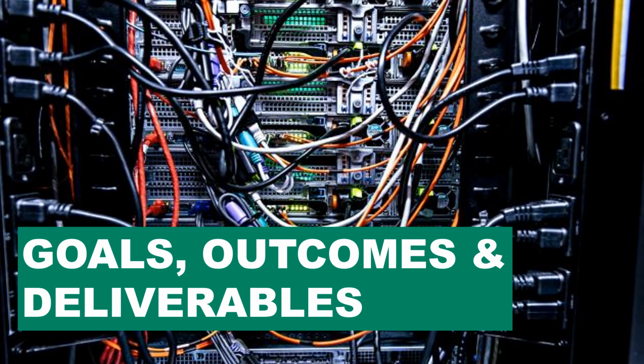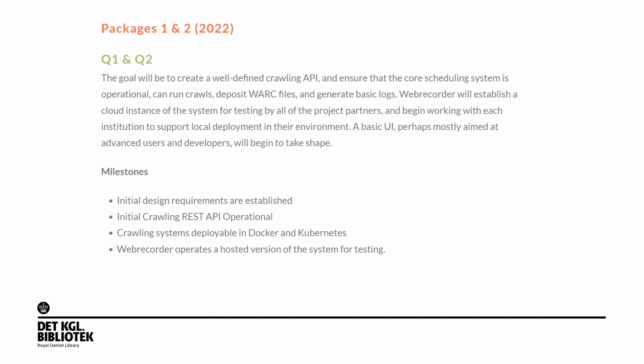So let's have a look at the goals, outcomes, and deliverables in a bit more detail. So the first packages are all done. If you look at the Q1 and Q2 milestones, we have it all figured out. The initial design requirements were made, the initial API was operational, and the crawling system was deployable. So it used to be in both Docker and Kubernetes we wanted to do it, but it's Kubernetes only now. And also Web Recorder made a hosted version of the system for testing.